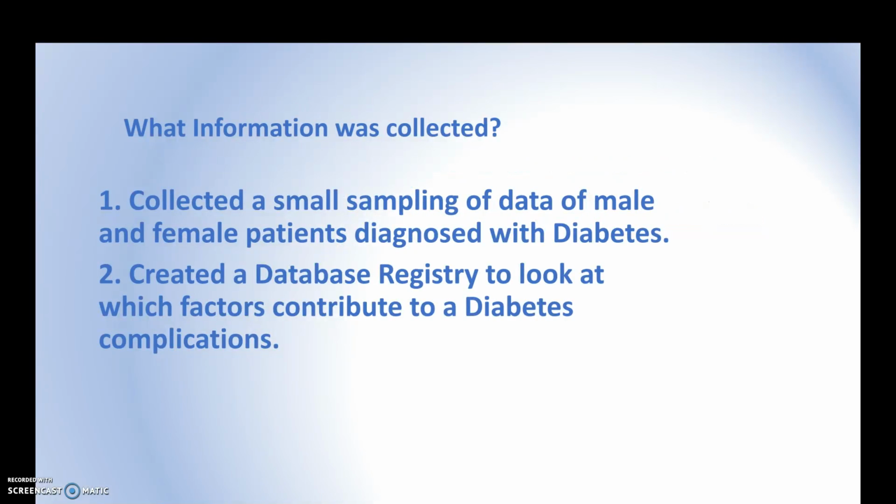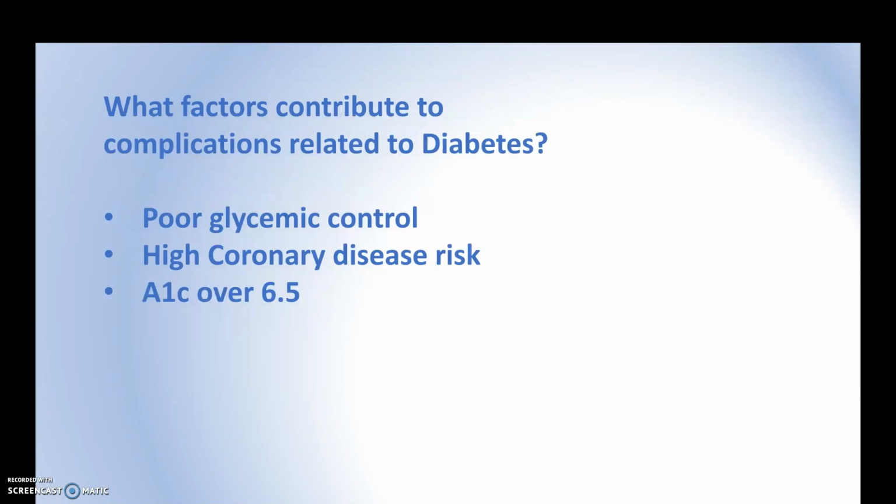What information was collected? We collected a small sampling of data of male and female patients who were diagnosed with diabetes, and we created a diabetes registry to look at which factors contribute to diabetes complications. Some of the things that we looked at as far as factors that contribute to complications related to diabetes: poor glycemic control, high coronary disease risk, and an A1C over 6.5.